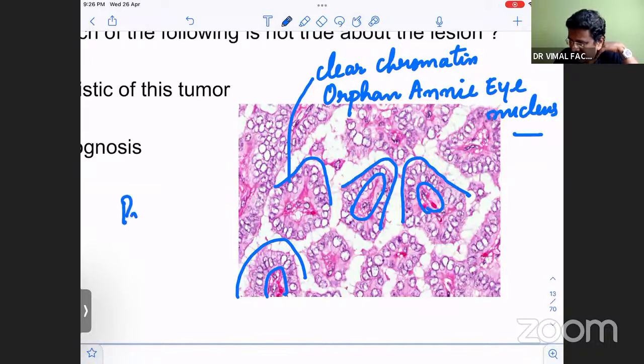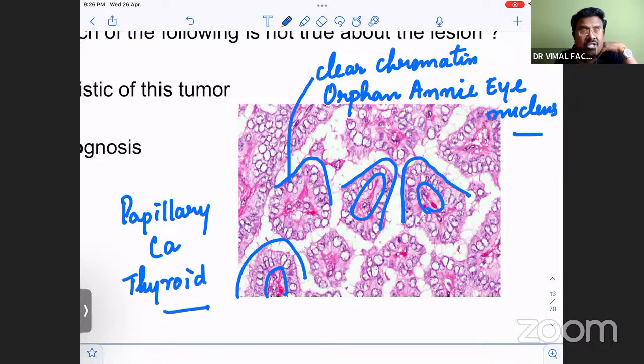And this tumor is nothing but papillary carcinoma thyroid. And remember, students, papillary carcinoma thyroid is one of the places where you will commonly get psammoma bodies. So analyzing the morphology of this tumor, we have come to the conclusion that this is papillary carcinoma thyroid.